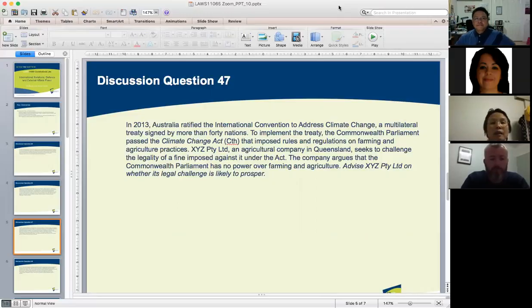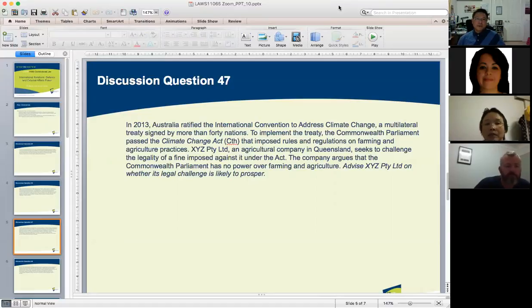Comments? How about: is the Commonwealth Parliament able to pass an act regulating farming and agricultural practice? On the basis of? On the basis of, actually I have it as under section 51.1 and section 51.29. Very good. So that's the missing element there.